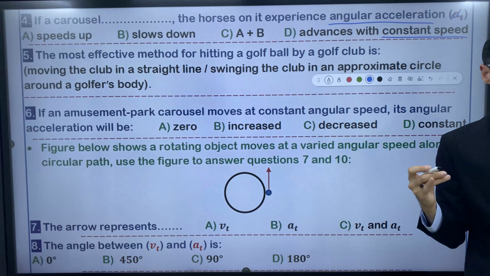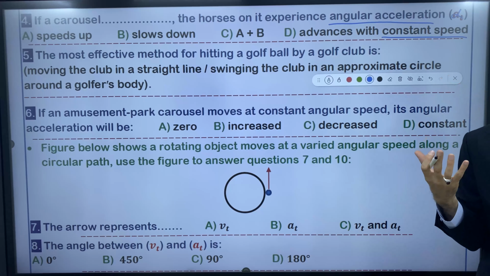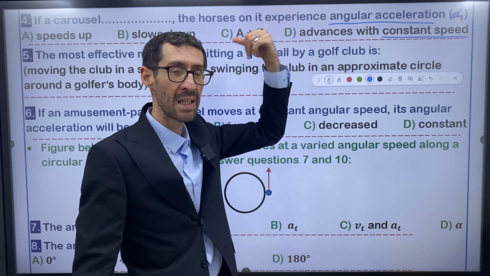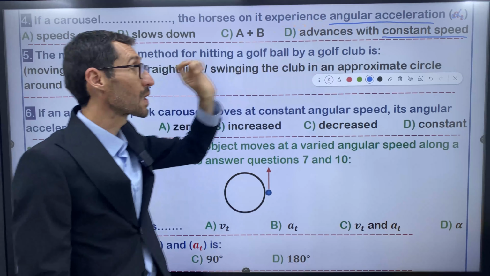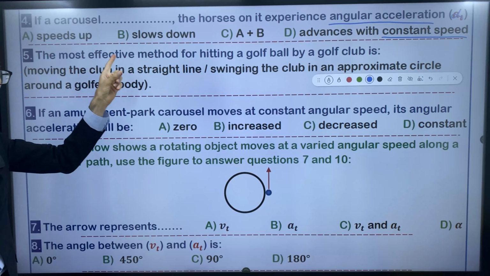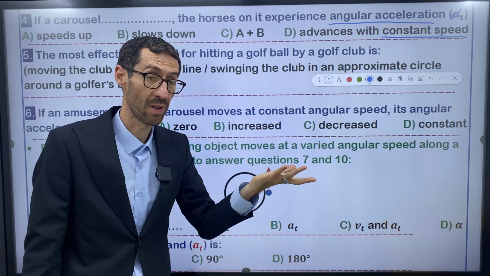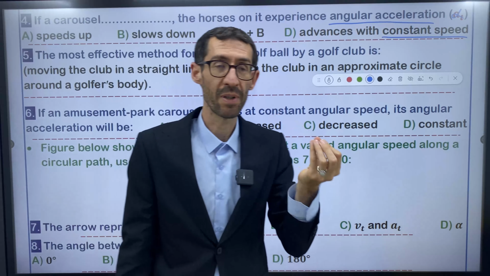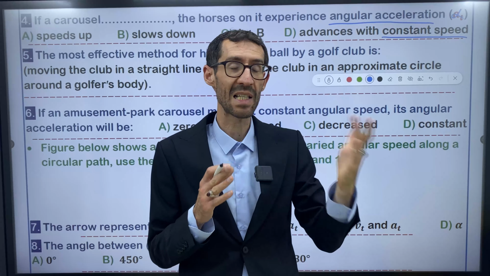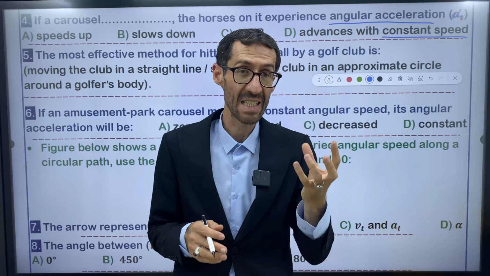So does it make sense to you? Does the object move with constant speed? Does it gain acceleration? I don't think so. That's why option D is completely wrong. So we have two options here. If a carousel speeds up, acceleration is formed, or if the carousel slows down. Keep in mind, as I told you in previous lectures, that any change in velocity means acceleration, whether the change is speeding up or slowing down. So guess the option.